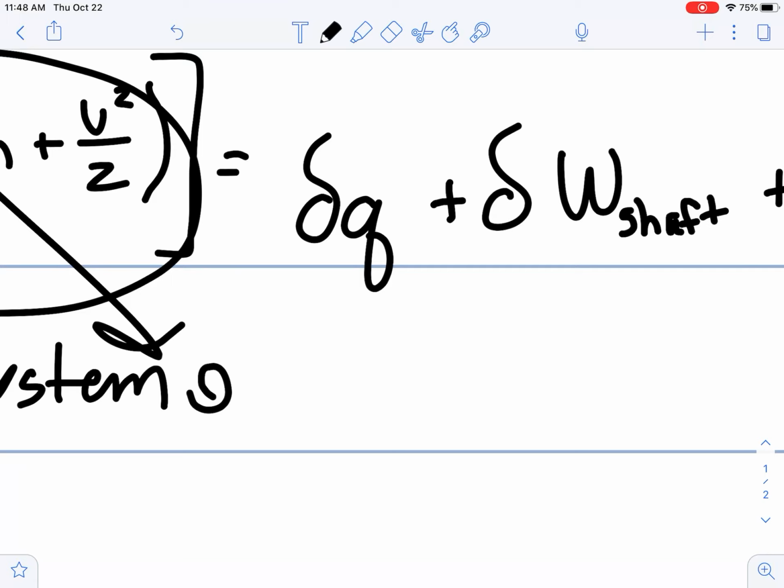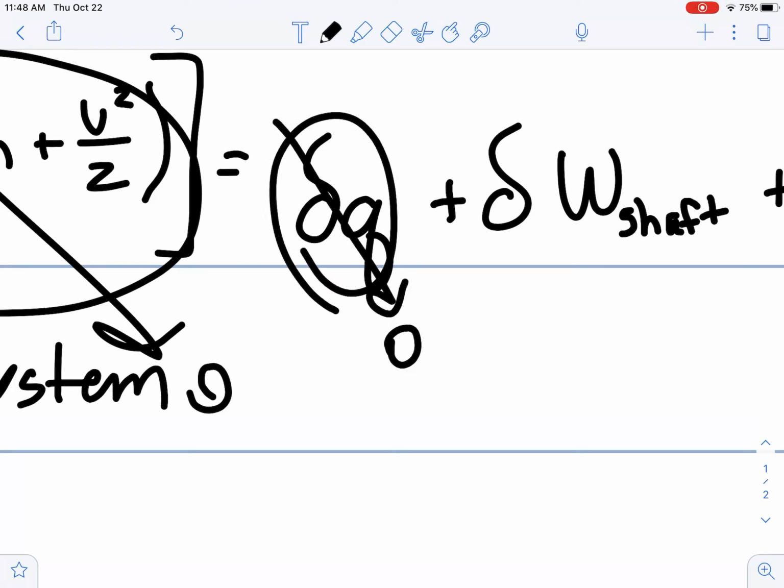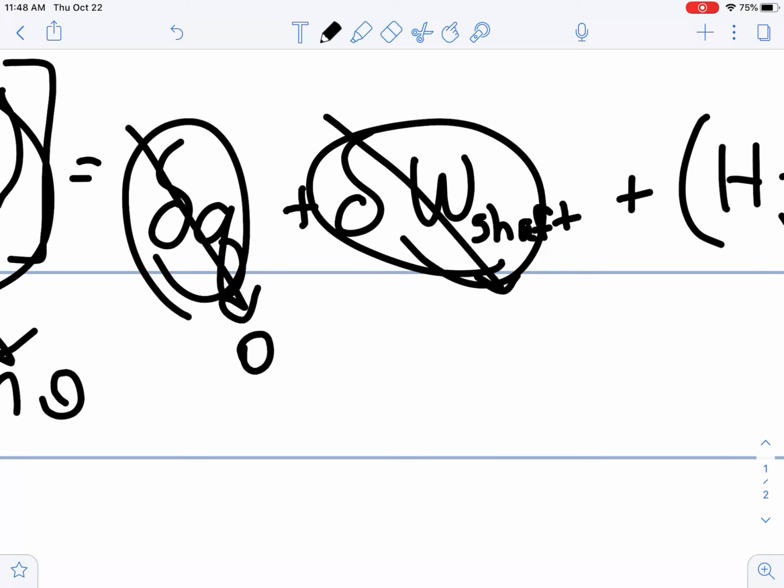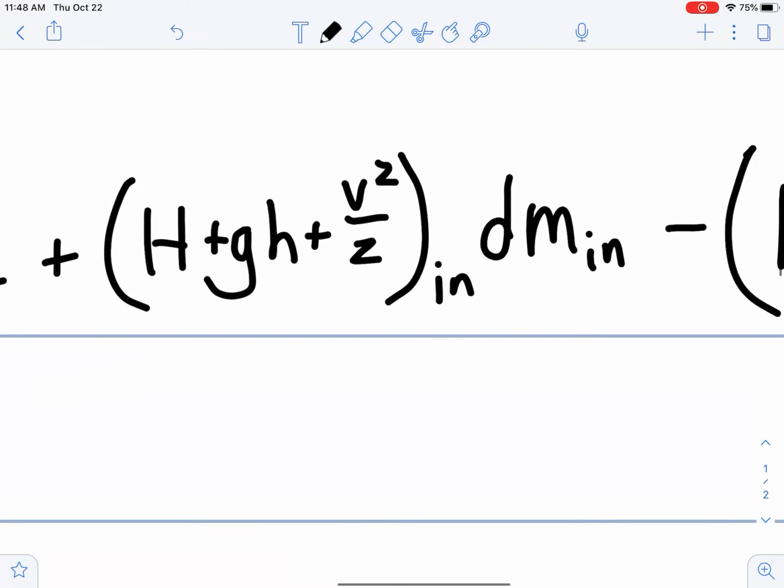Our delta Q, because we're in an adiabatic system as given in the adiabatic flame temperature definition, this also equals zero because in an adiabatic system, the heat change equals zero. Our small amount of work, because we have no mixer in our system, this also equals zero. There's no work being done.